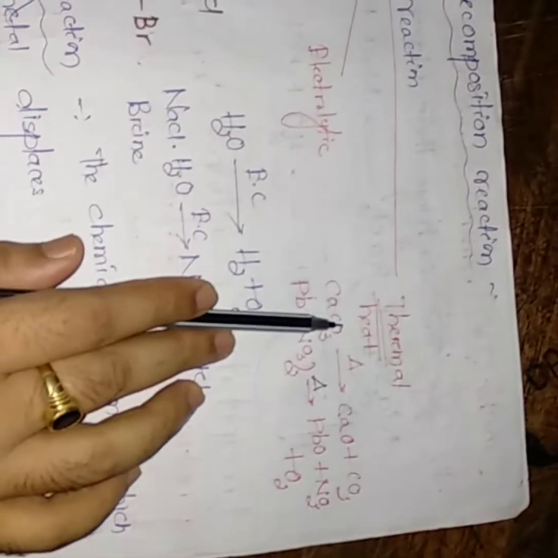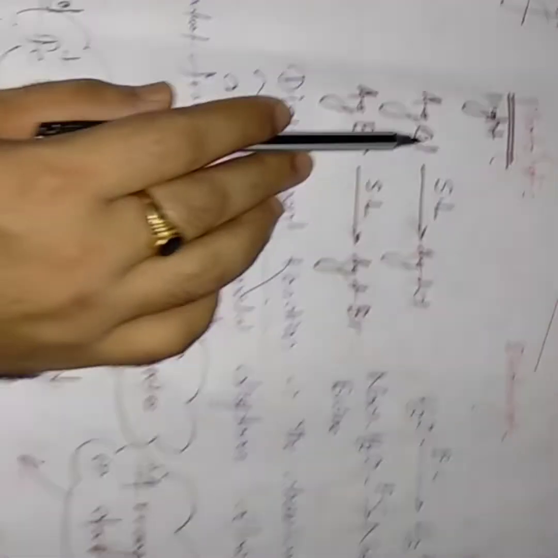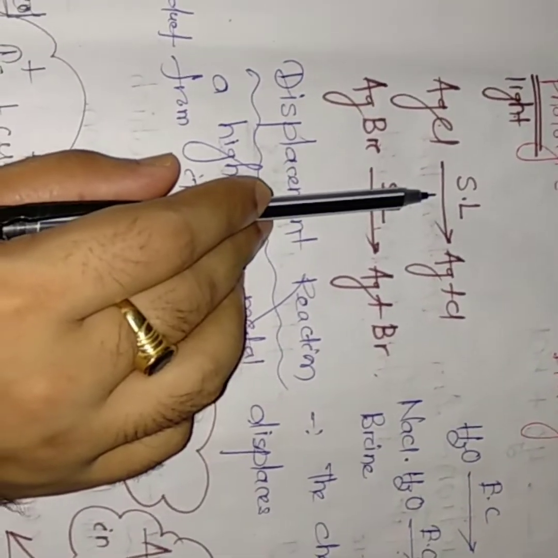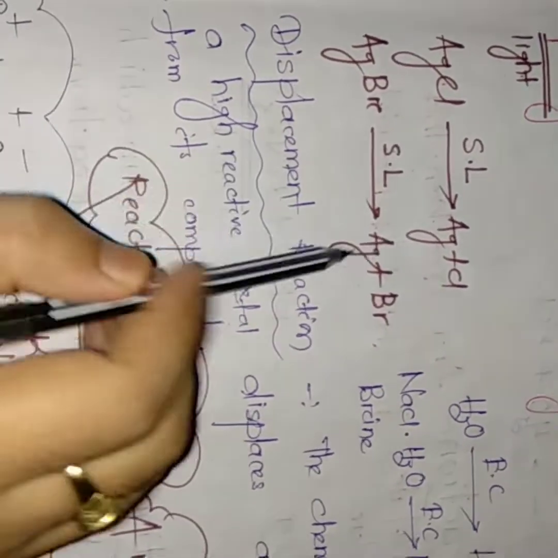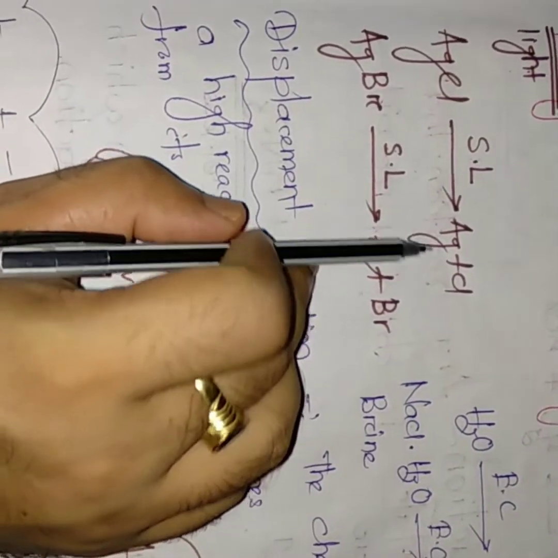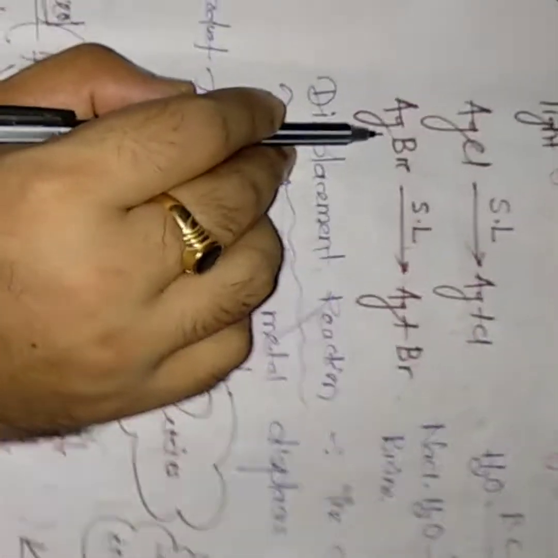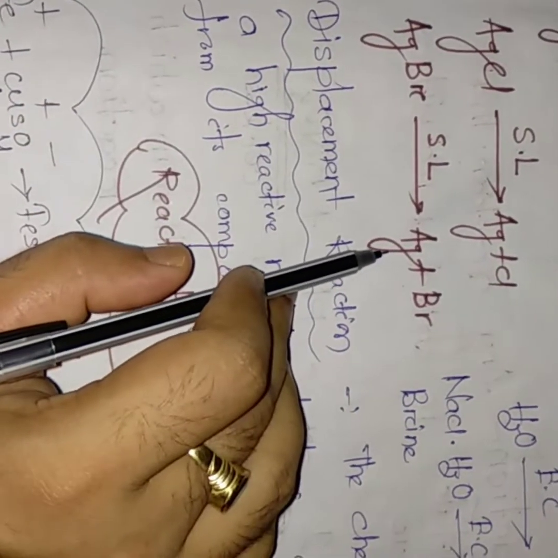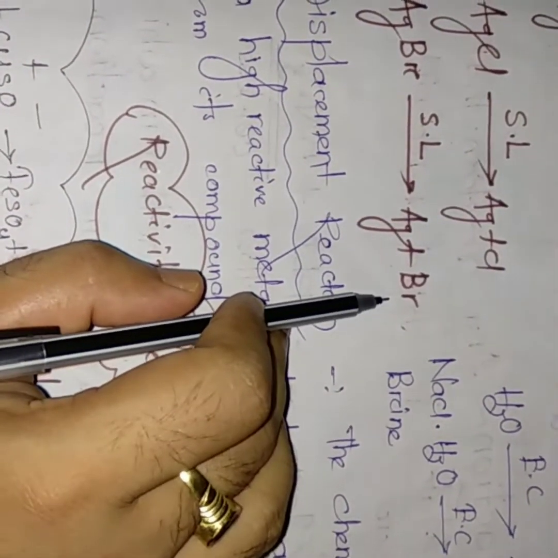So let us see decomposition reactions: photolytic means we use light, electrolytic means electric energy, and thermal means heat energy. As an example of photolytic decomposition, silver chloride is exposed to sunlight, then it breaks down into silver and chlorine gas. Silver bromide is exposed to sunlight and you will get silver plus bromine.